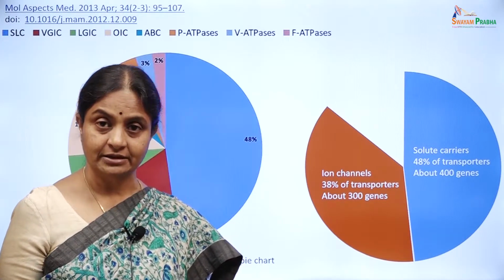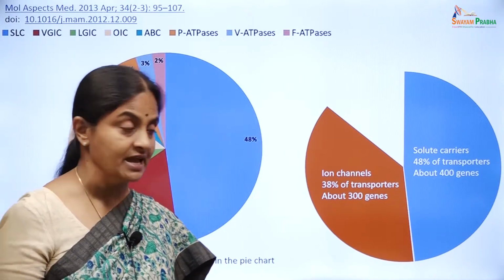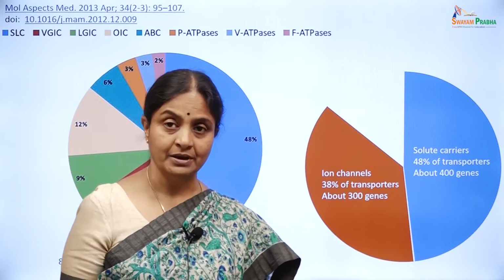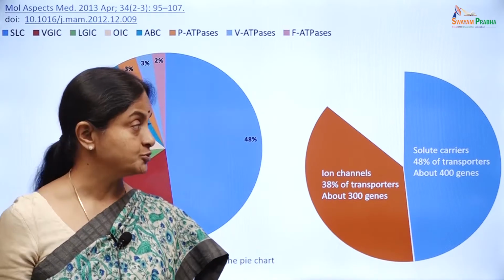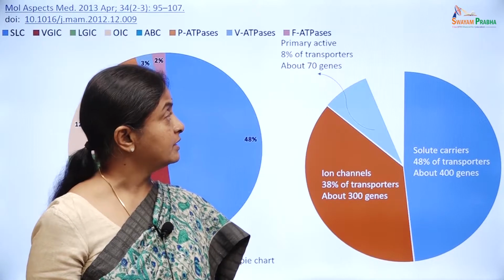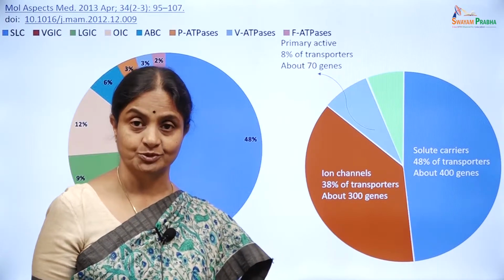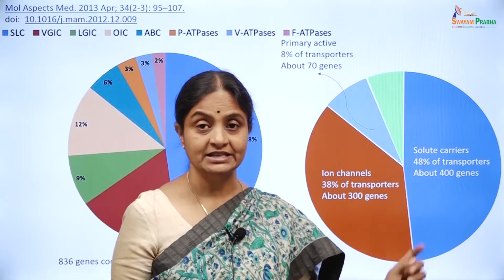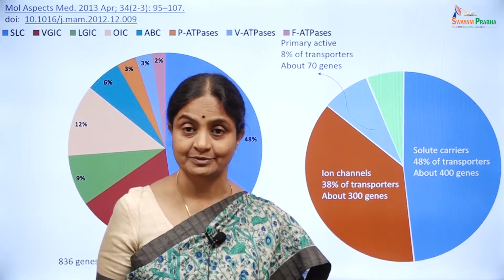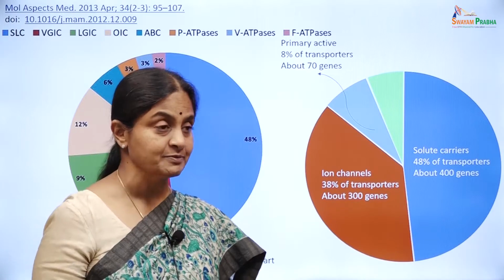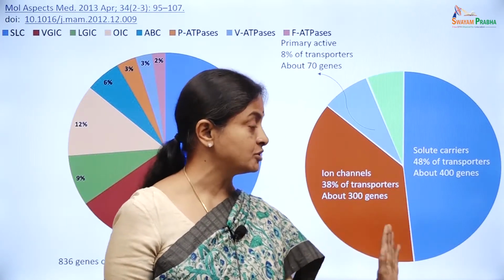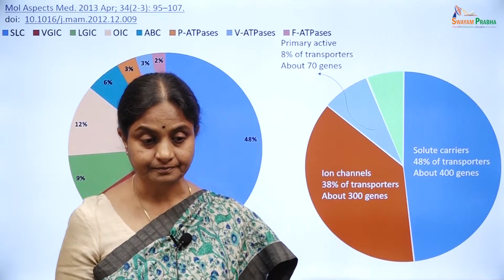Solute carriers, which includes facilitated diffusion and secondary active transport, make up about half the number of membrane transporters. That's the percentage of primary active transporters and then the ABC transporters. Just because they are less abundant, it does not mean that they are less important. In fact, today there's as much research going on about ABC transporters as about ion channels.